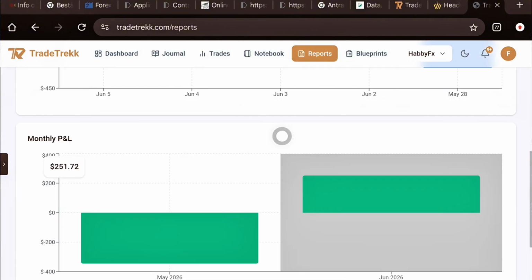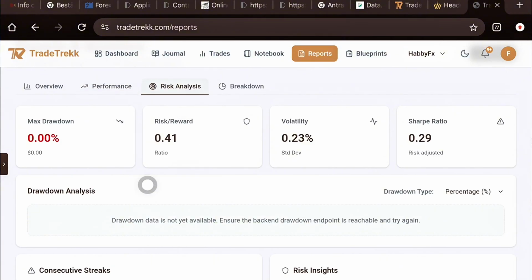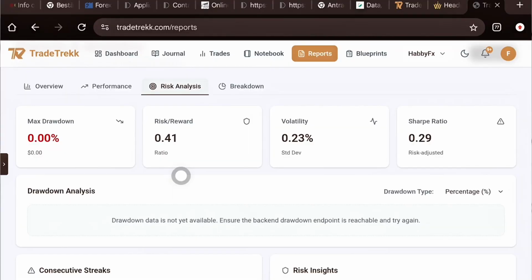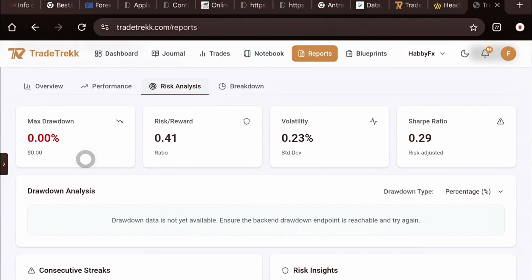Let's look at his risk analysis. So you can see his risk to reward is 0.41, meaning if you are risking 1%, you are getting 0.41. I mean, in order to become profitable with this type of risk management, you need to have a very high win rate of about, let's say, 90% or 95%. So I think this is quite risky in the long run. Then the maximum drawdown we have here is 0.